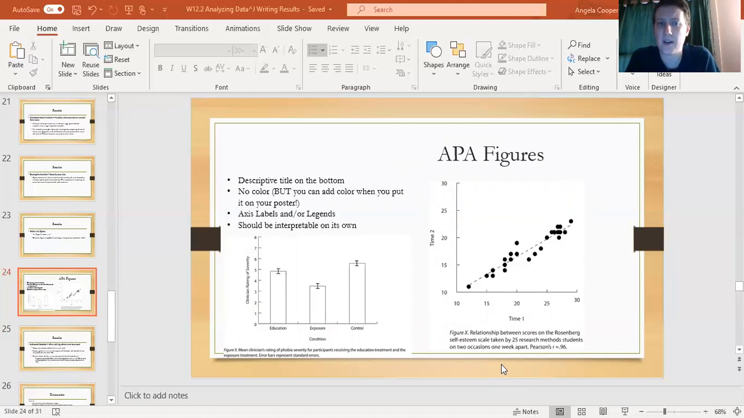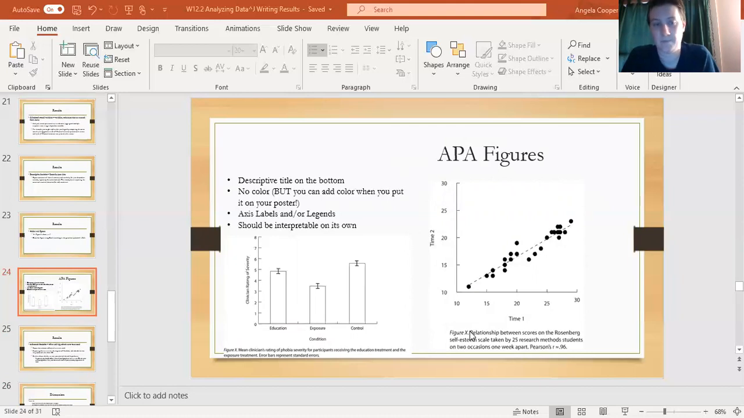So you don't have any color. Again, I'm not really too particular. If you have the blue on it, it's fine. You will want to make sure that you have your axis labels. So, what is your x-axis? So here we have education, exposure, control. We have our x-axis labeled as condition, as well as the 3 different bars. And then you'll want your y-axis labeled as well. Now, I don't really like how it's vertically aligned here. I feel like it should be rotated 90 degrees, so you're not having to herky-jerky your neck to read it.